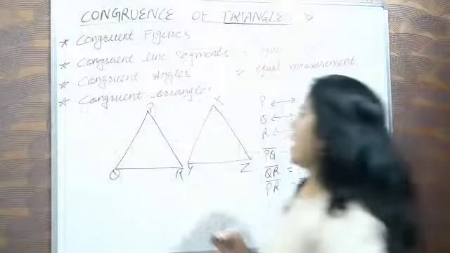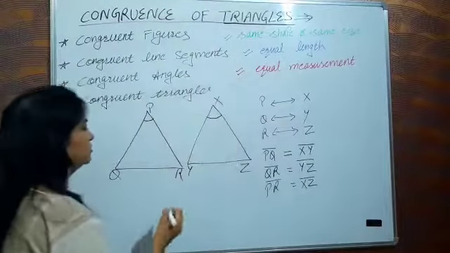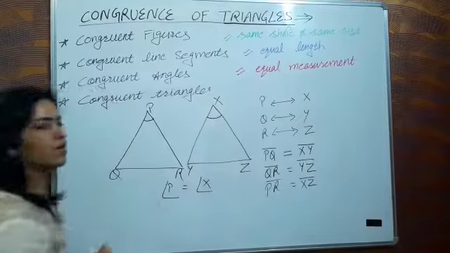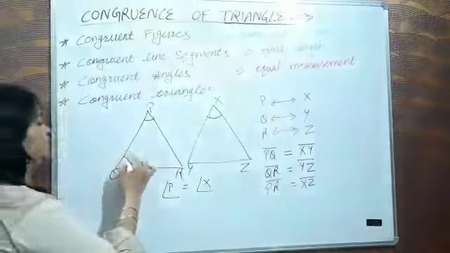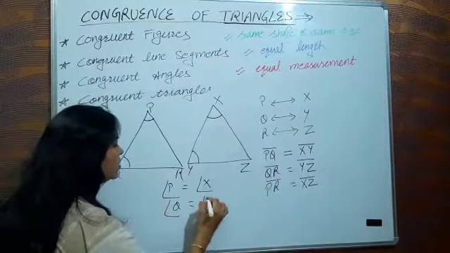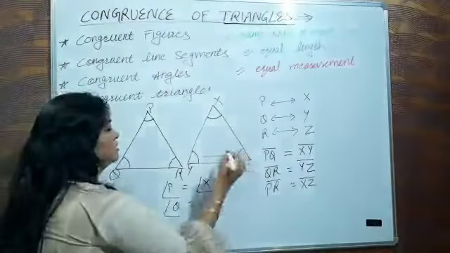Now let us talk about the angles. The angle P is equal to angle X. Angle Q is equal to angle Y. And angle R is equal to angle Z.